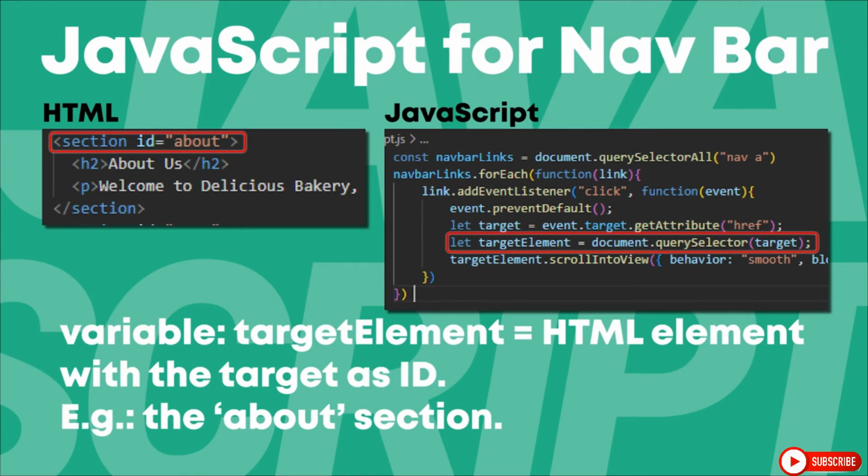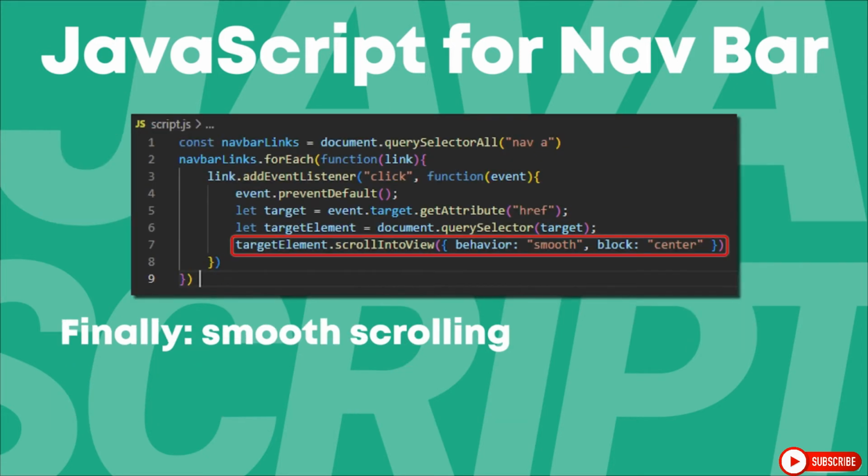So instead of having #about, this target element, when the about link in the navbar is clicked, will refer to the about section in our HTML file. Of course, this would only work if the navbar in our HTML code correctly linked to each of the sections already, as it does in our website.